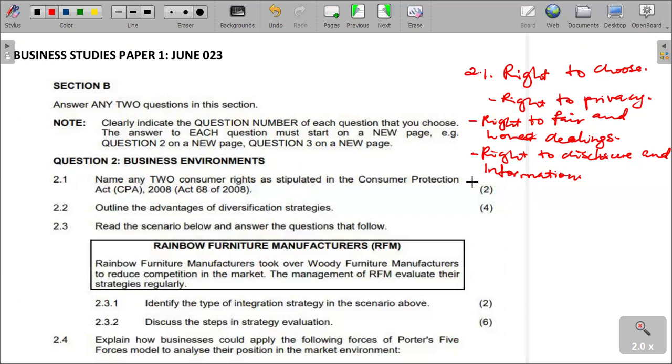And then we can as well say they have the right to fair and responsible marketing. Whereby businesses, when they advertise, can't lie about their products. They have to be honest to their customers. They need to provide information that is honest as much as possible.